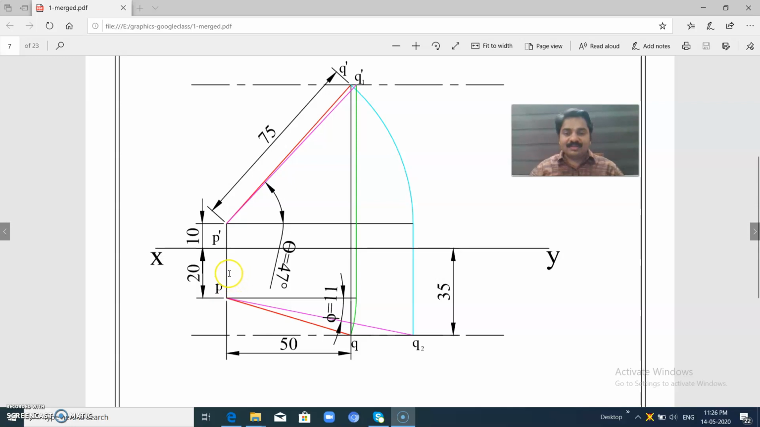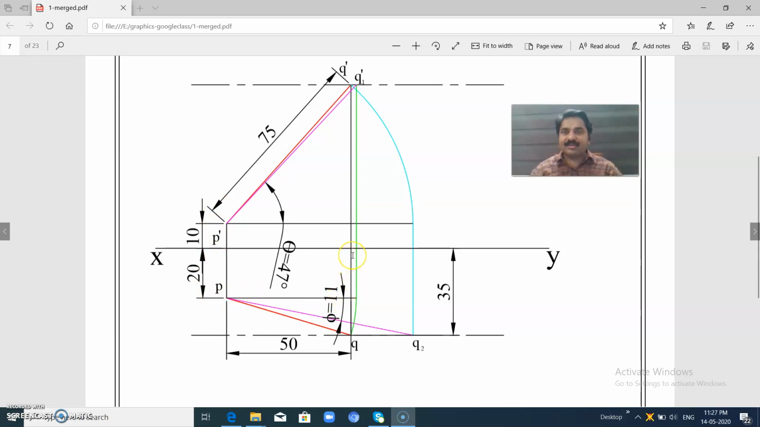Now the distance between end projectors is given, equal to 50 mm. What do we mean by distance between end projectors? It is the horizontal distance between the P dash projector and the Q dash projector. Initially we do not know where Q and Q dash are, but we know that the distance between end projectors is 50 mm. So after marking P and P dash, we will draw a projector at 50 mm distance from the P dash projector.